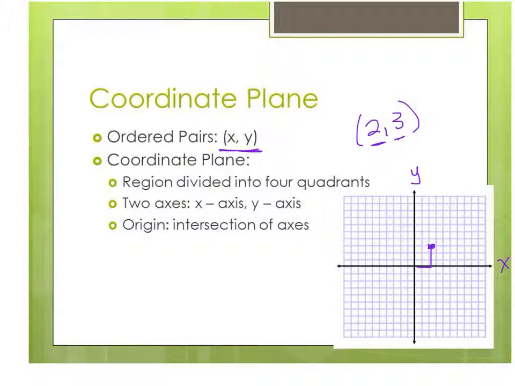All right, so remember your origin has ordered pair (0, 0). There are 4 quadrants, and you name your quadrants with Roman numerals. They are I, II, III, and IV. Sound good?